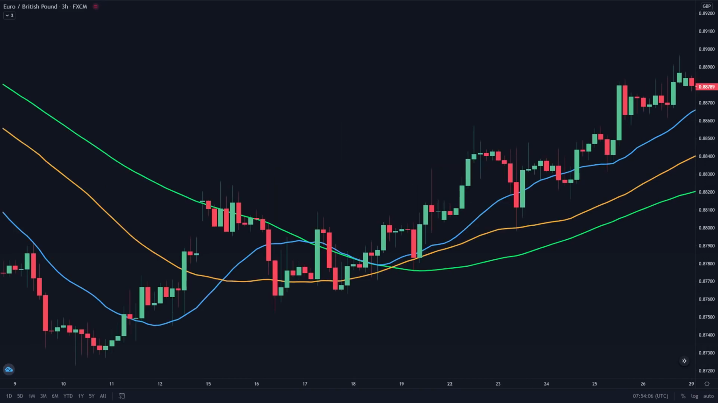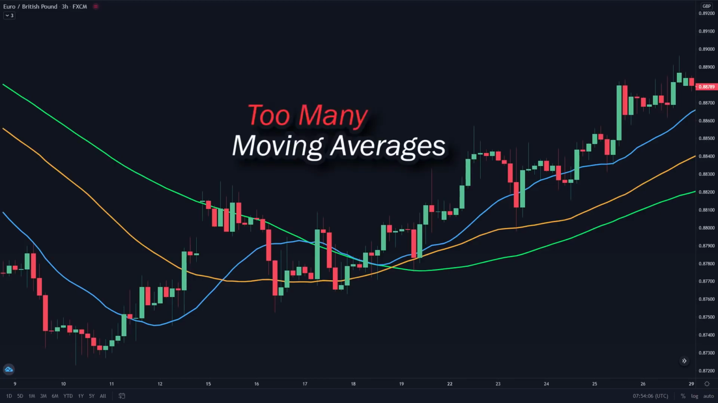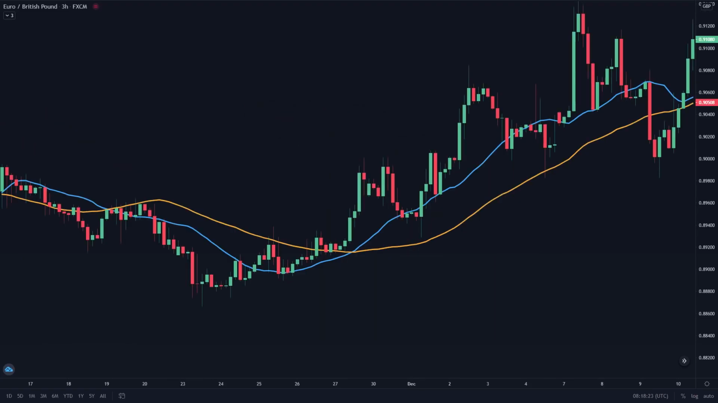The next mistake that people make when trading the moving average crossover is that they use too many moving averages. Remember, the more moving averages that you use, the later your entry signals will be. For example, let's say you're using two moving averages, the 20 and the 50 period. So, if the 20 period crosses above the 50 period, you take a buy position here.